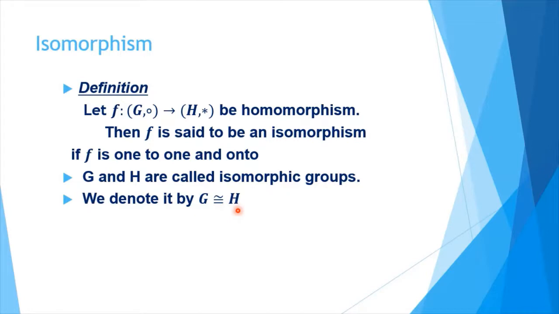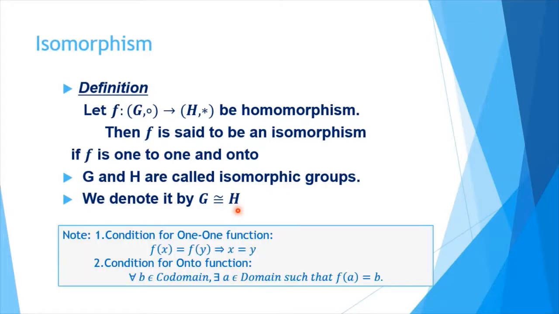So, we may note the condition for one-one function and onto function. A function is one-to-one if f(x) = f(y) implies x = y. That is, if two images are equal, then their pre-images must be identical. A condition for an onto function is, for every element b belonging to the codomain of the function, there must exist an element a belonging to the domain such that f(a) = b. That is, no element in the codomain should be left out without being assigned.